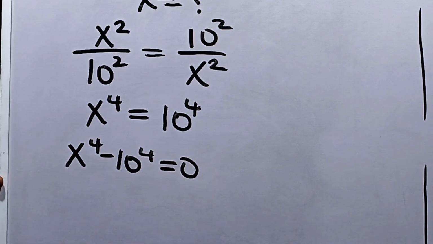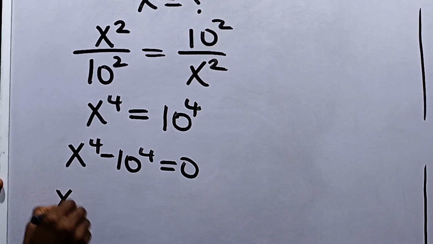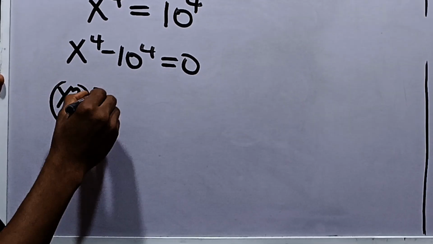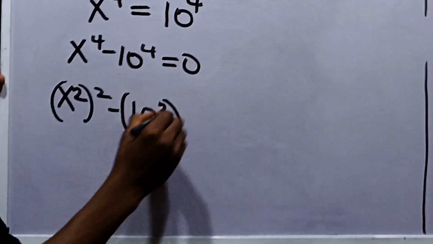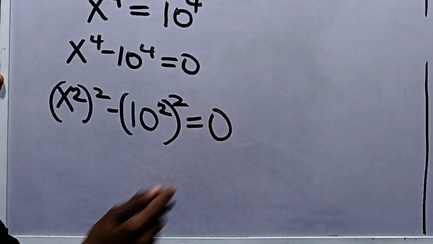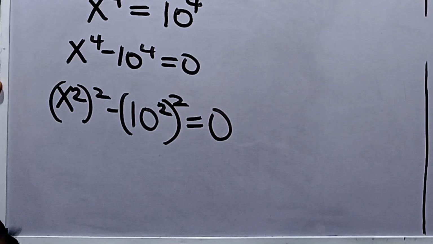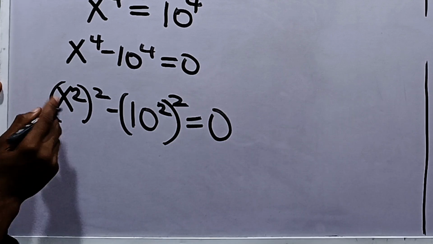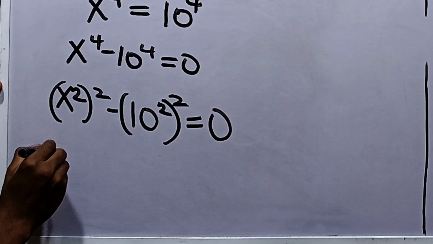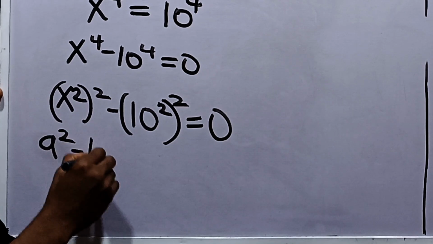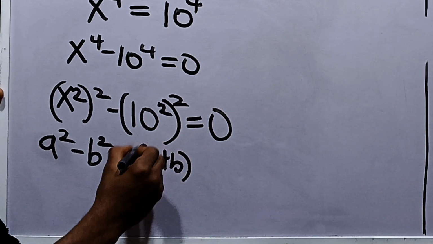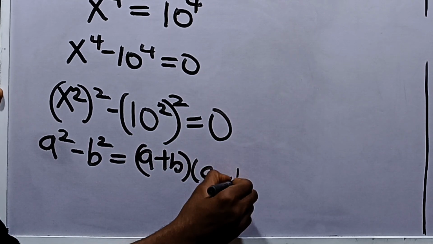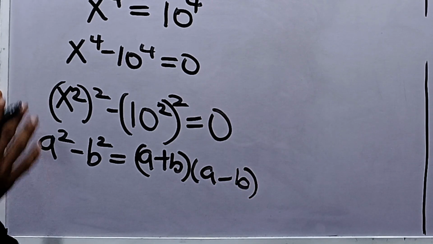Okay, now we can re-express this as x raised to the power of 2 raised to the power of 2 minus 10 raised to the power of 2 raised to the power of 2 to be equal to 0. Okay, this is the difference of two squares. Now with the law of difference of two squares, we're going to have that a squared minus b squared is equal to a plus b multiplied by a minus b. Okay, so apply the same law here.